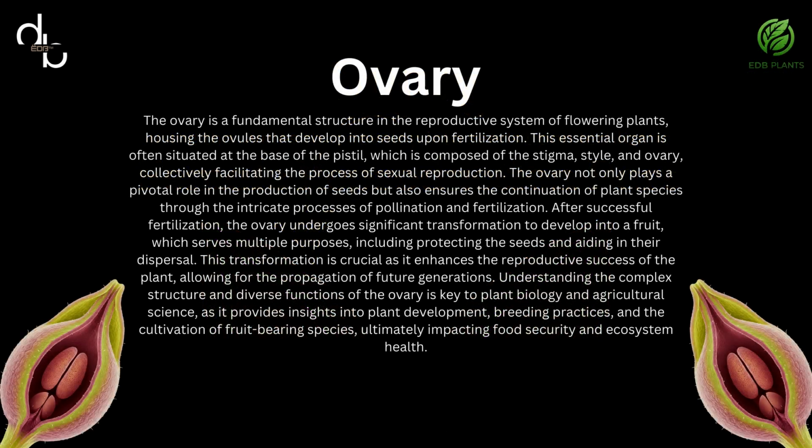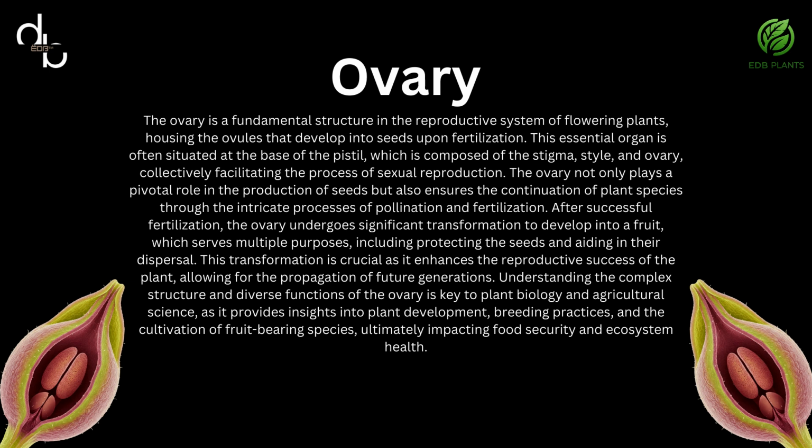The ovary is a fundamental structure in the reproductive system of flowering plants, housing the ovules that develop into seeds upon fertilization. This essential organ is often situated at the base of the pistil, which is composed of the stigma, style, and ovary, collectively facilitating the process of sexual reproduction.